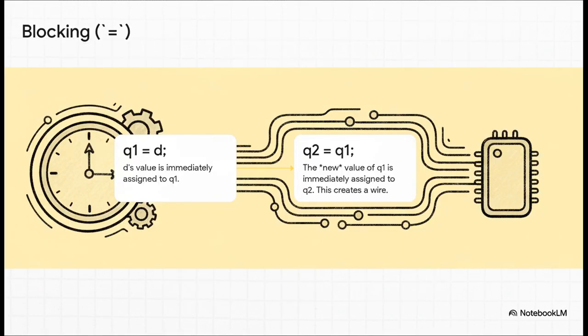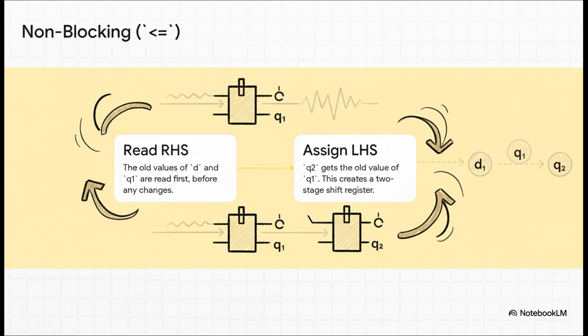Okay, check this out. We're using blocking assignments here. So when the clock ticks, that first line, Q1 equals D, happens immediately. Boom, D's value is now in Q1. Because it's blocking, the simulator then moves to the second line. And when it executes Q2 equals Q1, what value does it see for Q1? It sees the new value it just got. So in a single clock cycle, the value from D flows all the way through to Q2. What we've described here is basically just a wire. Now let's just swap in the non-blocking assignments.